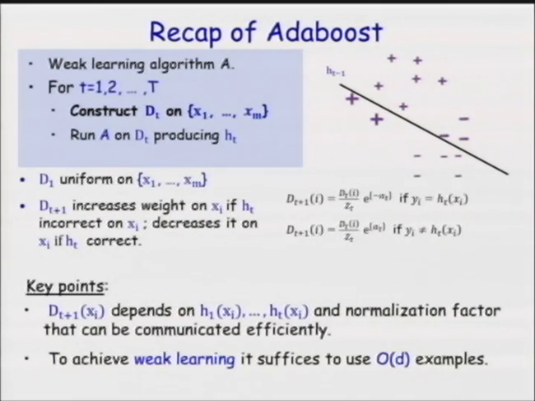And another key point is that in order to achieve weak learning with respect to the distribution D_t in each round t, order d examples are sufficient.